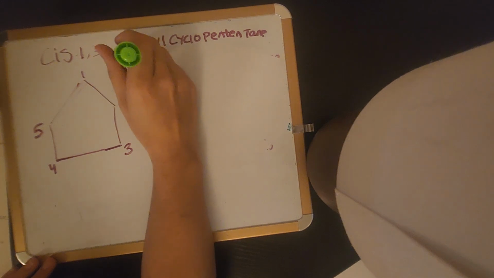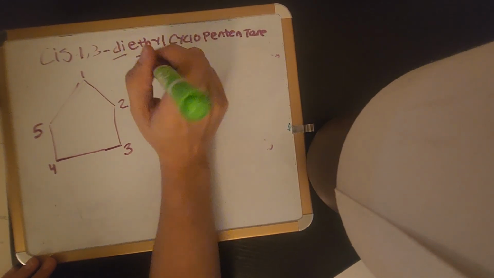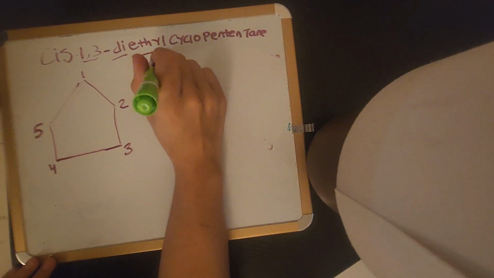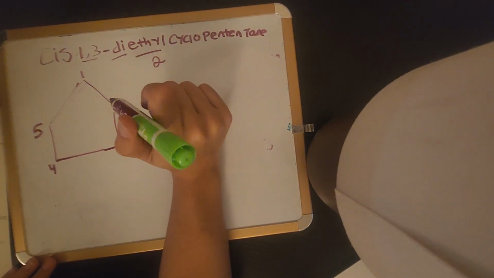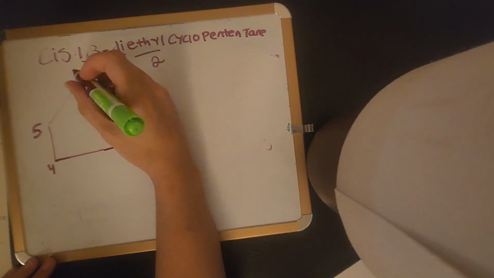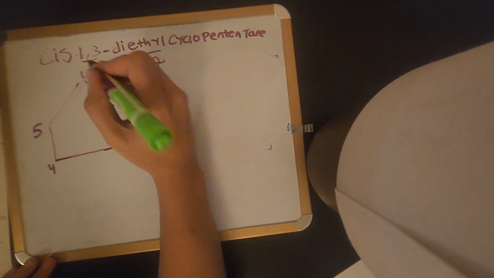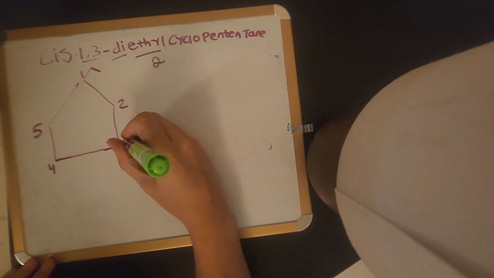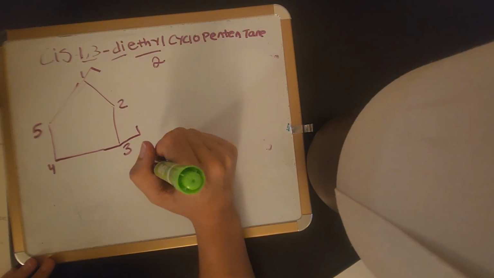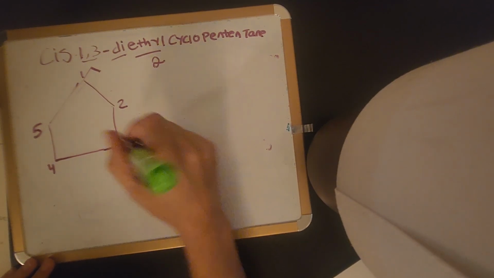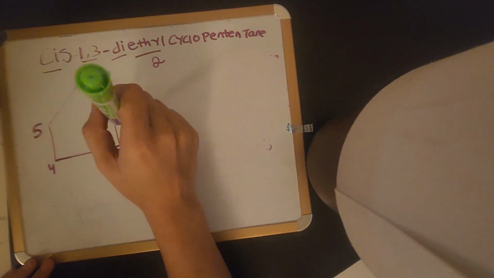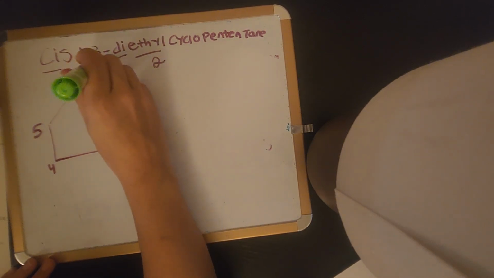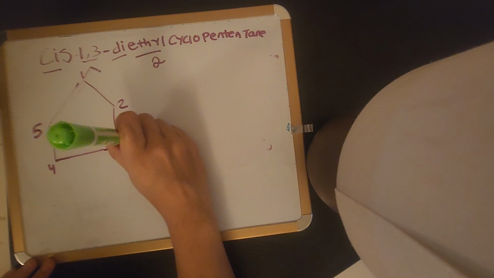Here it's saying we have a diethyl. Di just means there's 2 of them. Ethyl means it has 2 carbons coming from it. So here at 1, 1, 2, and at 3, 1, 2. Now the cis here means that they're going to open in the same way. This is opening up, so this is also going to be opening up.